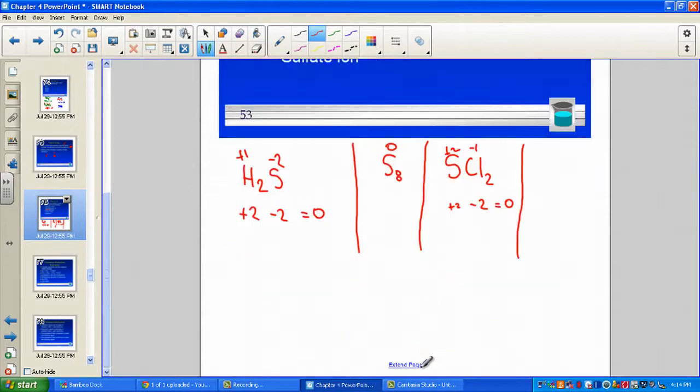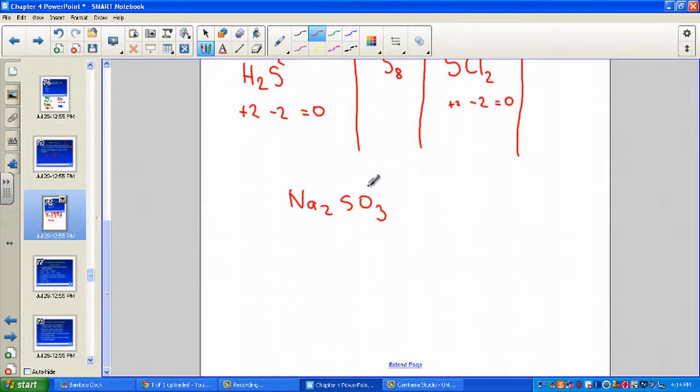Sodium sulfite. Na2SO3, sodium sulfite. Oxygen rule, -2. 3 times -2 gives me -6 overall, coming from oxygen. Sodium in the first position we know to be a +1. 2 units of that give me a +2 overall. Always leave this middle one to figure out last. What must be in this position to land at 0? Oh yeah, it's got to be a +4. Oxidation state of sulfur here is +4.